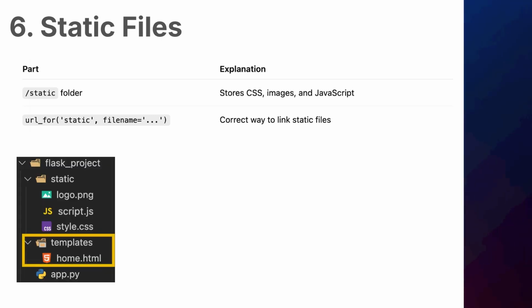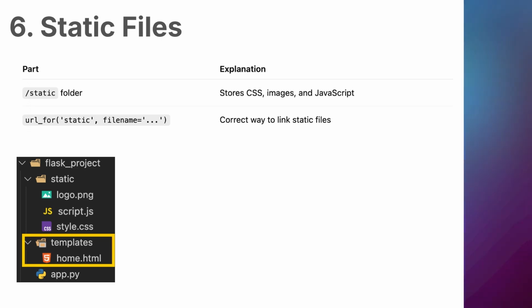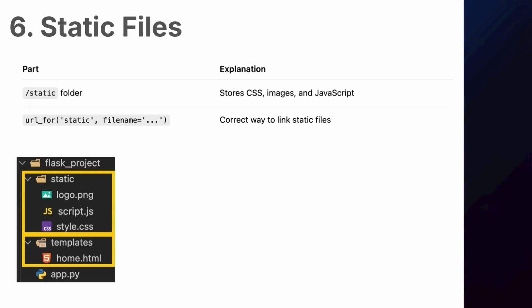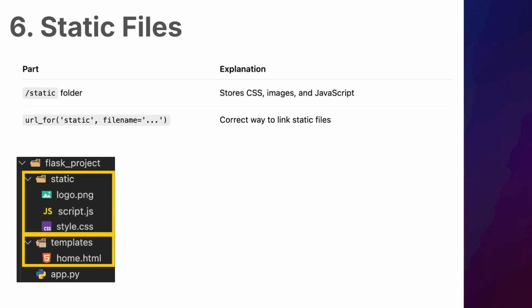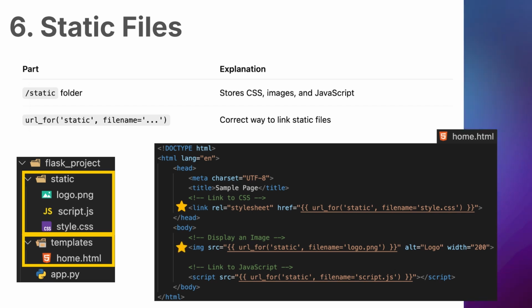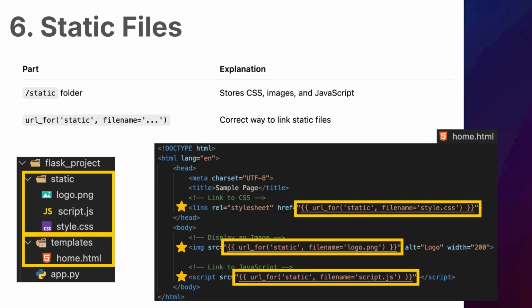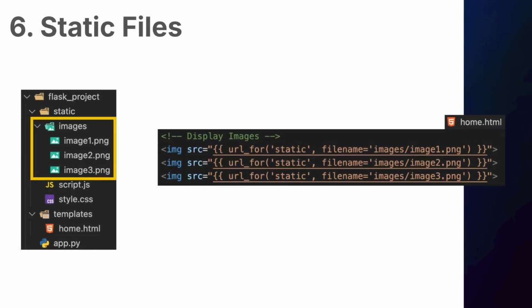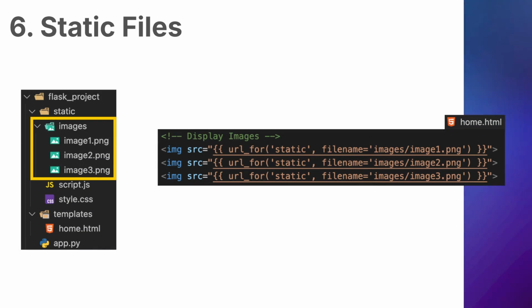Let's say you have a home HTML file in the templates folder and want to link it to static files such as CSS, JavaScript, and an image file in the static folder. In the home HTML file, you can write something like this. Use proper HTML tags for each, such as the link tag for CSS, img tag for image, and script tag for JavaScript, respectively, and put the url_for function in the link part. Then write proper file names respectively. If you have more image files and store them in a folder, you need to change the file name path like this.